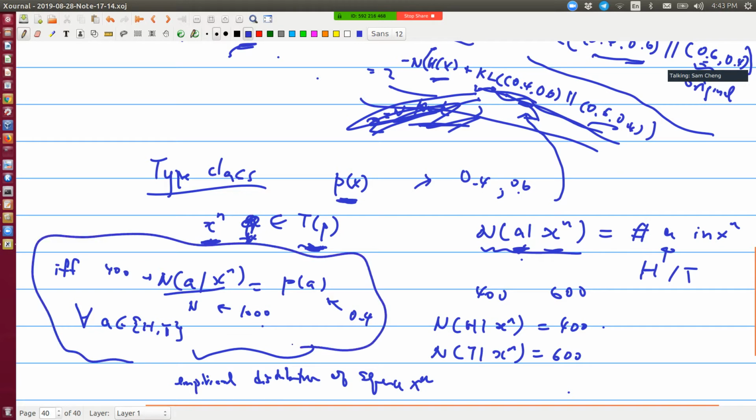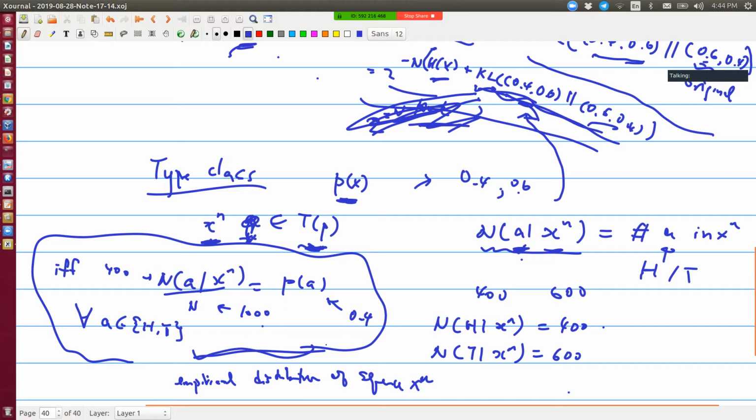In general, it can be something else. It can be tossing a dice. If I throw a dice, this condition says that in the same type class, two sequences will have the same number of ones, the same number of twos, the same number of threes, and so on. And therefore they will also have the same probability.